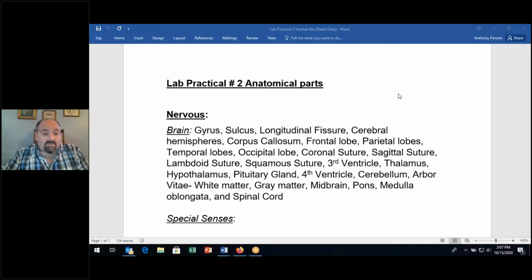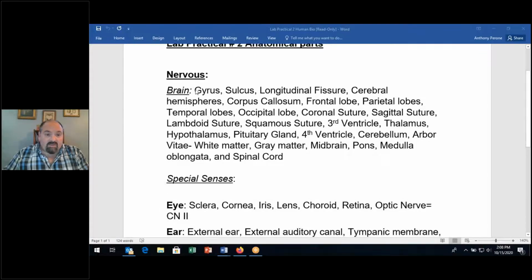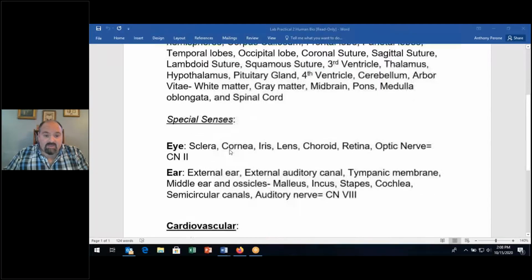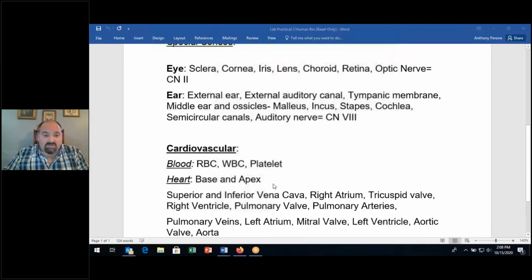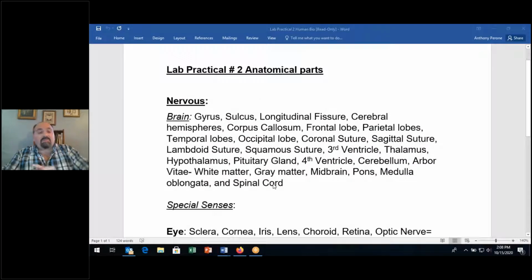This is a Word document that I've posted for the lab quiz. Lab quiz number 2 will be on the nervous system, the brain, and the special senses next week, and then we'll also be looking at the cardiovascular system, okay? So we'll be looking at these different structures each week and talking about them. This week we're going to be looking at the brain, and so we have these structures here that I would like you to be able to identify.